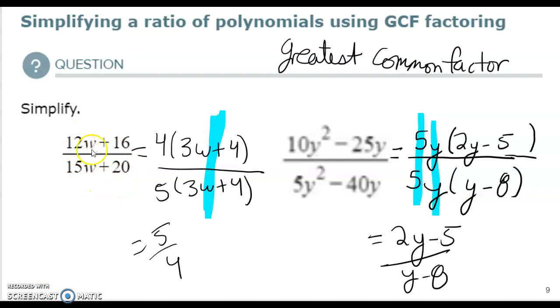You could factor a 4 out of the numerator and a 5 out of the denominator, and then 3w plus 4 divided by 3w plus 4 is 1. So this should actually be, I just miscopied this, this is 4 over 5. That's my bad.